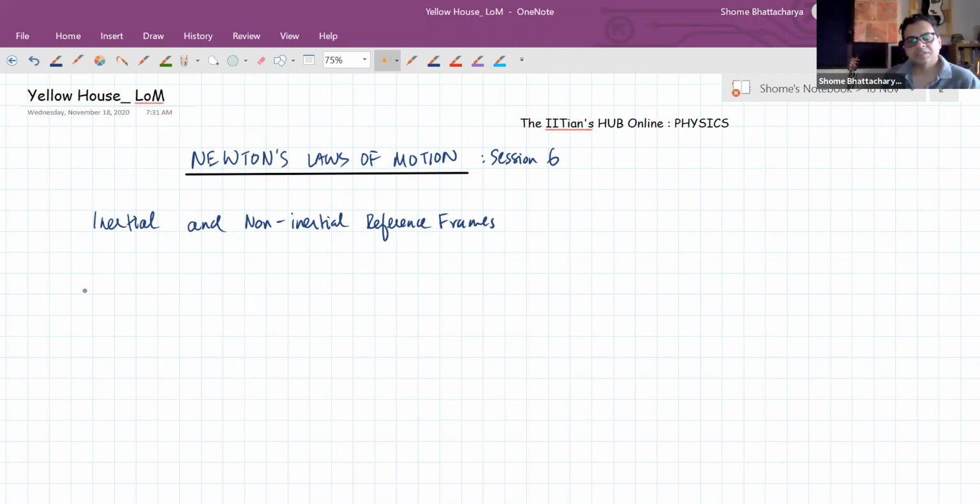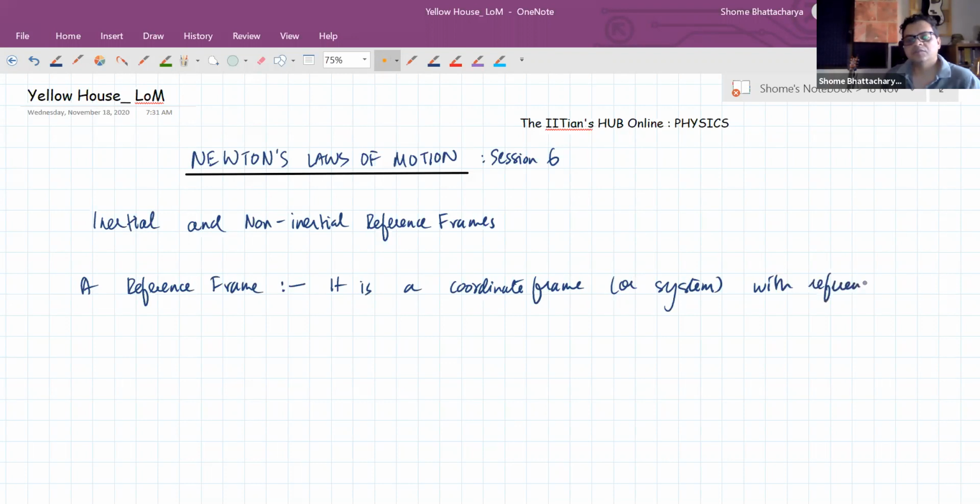So what is basically a reference frame? It is a coordinate frame or system with reference to which the motion of a body or a particle is measured.